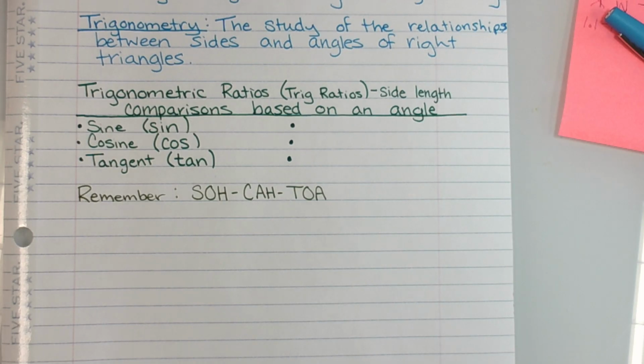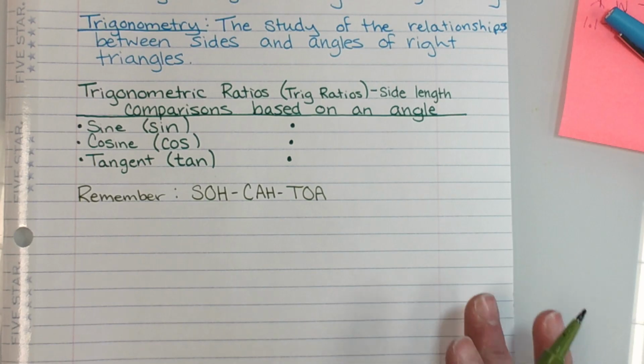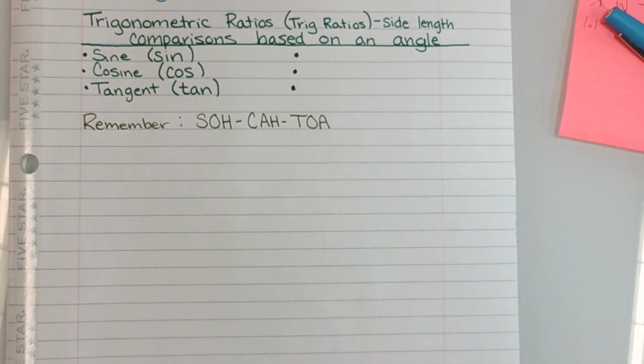Now, there's one other thing that we need to talk about before we break down SOHCAHTOA, before we break down sine, cosine, tangent a little bit more, before we get to those last three trig ratios, and that is we want to focus in on the angle itself.